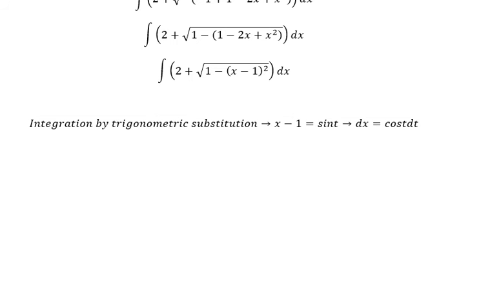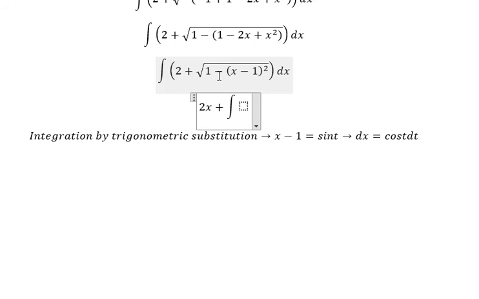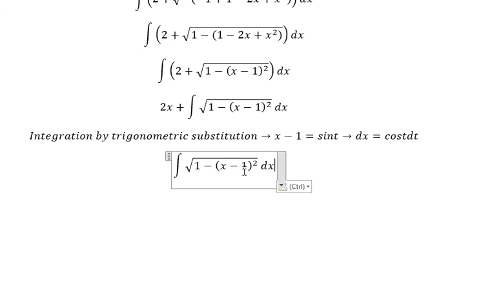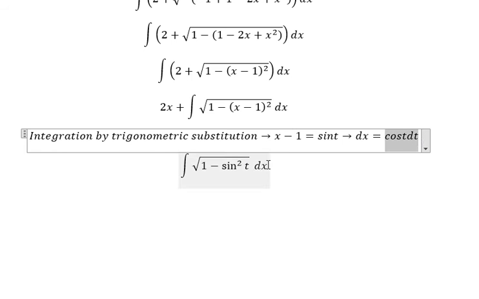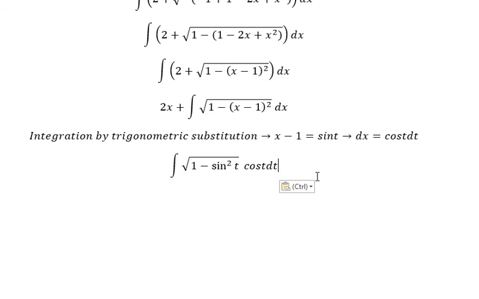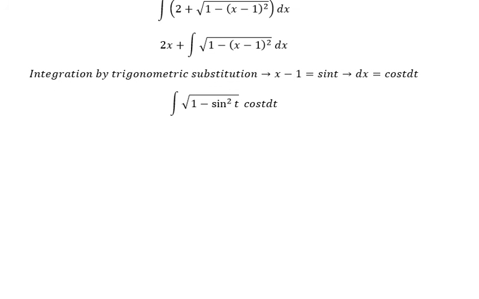So before we calculate this one, we just calculate the integral of number 2 in here. So that should be about 2x plus the integral of this one. X minus 1 we change to sin t. Dx we change for this one.